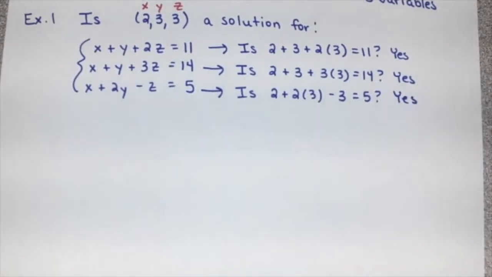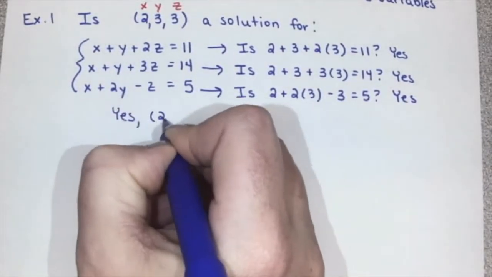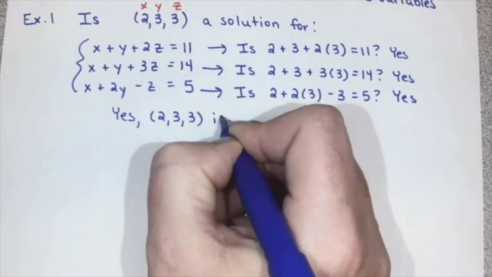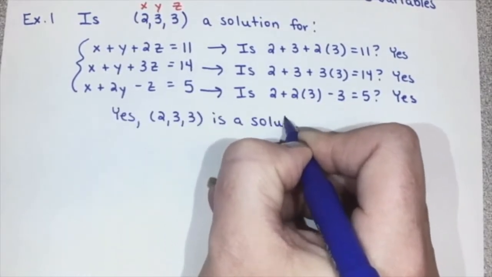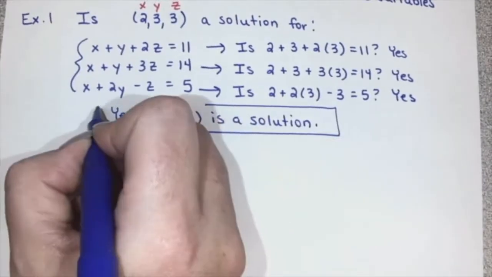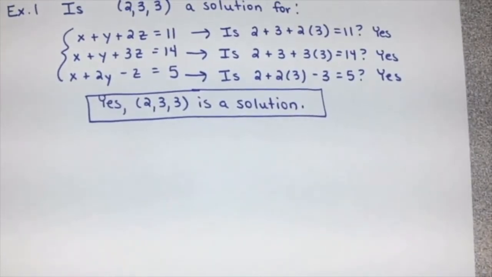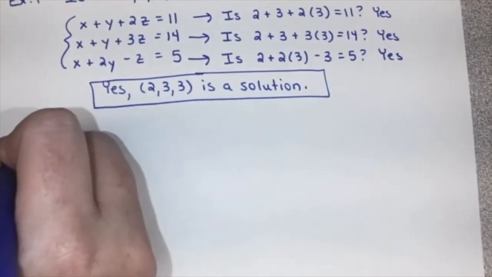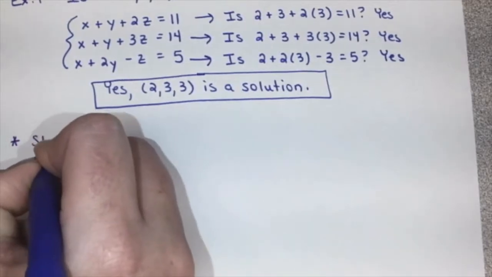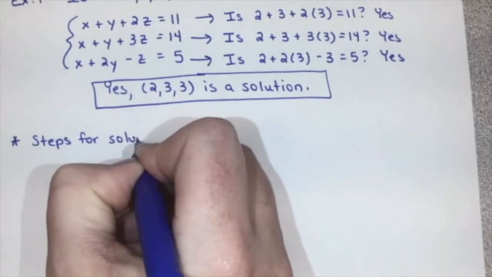So the fact that it works for all 3 means what for our final answer? Yes, it's a solution. So for something to be a solution, it's going to have to work for all of them, just like it was for 2 variables. So if you skated through the 2 variable systems, I just want you to take a pause and make sure you understand the concept enough to switch it to 3 variables now.